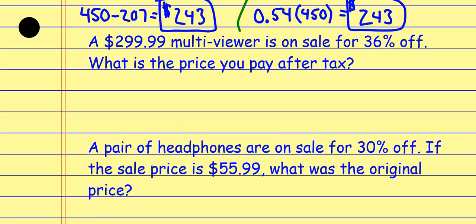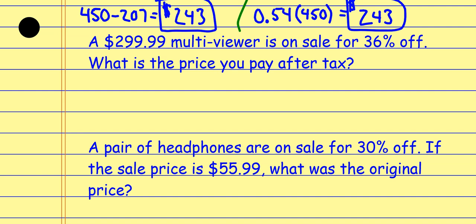A $299.99 multi-viewer is on sale for 36% off. A multi-viewer, by the way, is something that takes multiple HDMI inputs and splits your screen. So like you could play a PlayStation, Xbox, and watch a movie all at the same time, all right, on one screen. But anyway, that's what a multi-viewer is. So it's a technology kind of thing. So it's on sale for 36% off. What is the price you pay after tax?